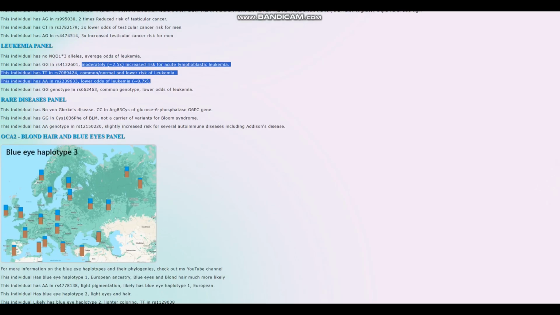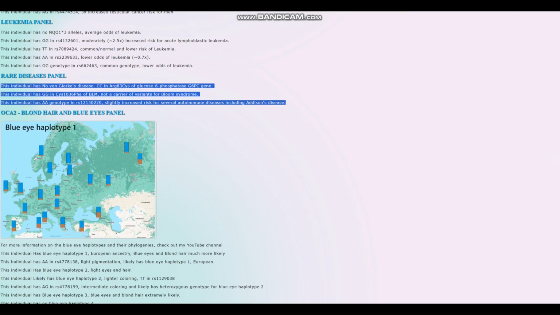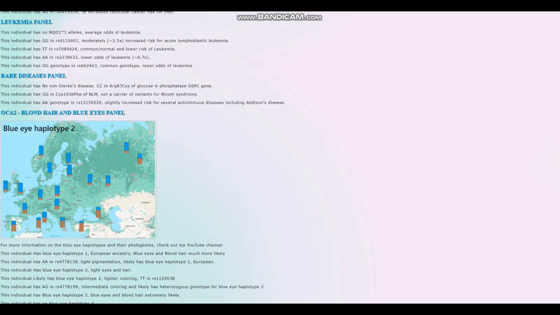When it comes to the rare diseases panel, which is, by the way, in most samples, none of this is determined. None of this is found in most samples. But this is a very high quality sample. So here, everything is actually found, which is really exciting for me. He does not have von Gierke's disease. I don't really know what that is. I just kind of looked up rare illnesses and there is in peace. He's not a carrier for variants for Bloom syndrome. Once again, I don't really remember what that is.